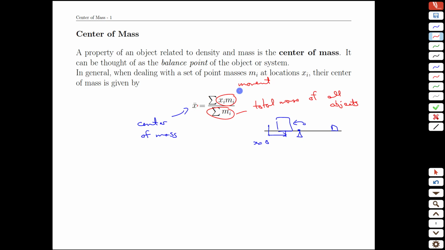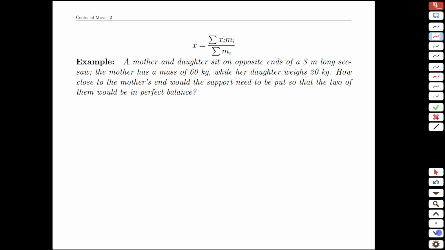Let's work through an example of this to make it more concrete. Here we have a mother and daughter sitting on opposite ends of a 3-meter seesaw or teeter-totter. So we know we can define the two endpoints here as x equals 0 and x equals 3. The mother has a mass of 60 kilograms, the daughter weighs 20 kilograms. How close to the mother's end would the support need to be put so the two would be in perfect balance? So again, we imagine, because there's a heavier mass at this end, that somewhere on this end of the beam would be the perfect tipping point to keep these two elements in balance.